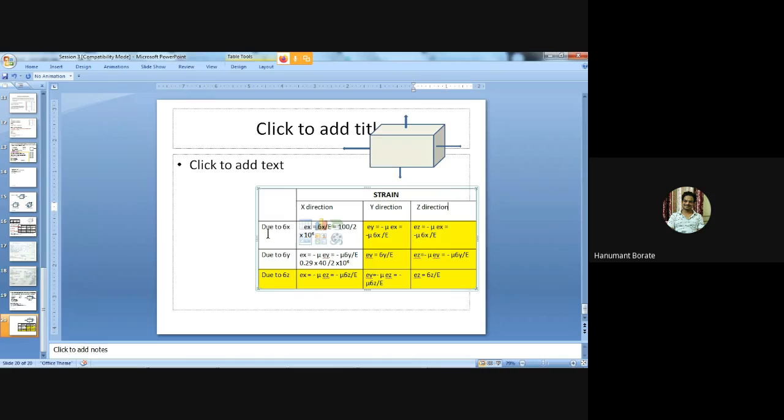So strain in x direction due to sigma x only, means due to application of force in x direction only, and strain in x direction due to application of force in the y direction only, right? So we need to consider only these two elements: due to sigma x in x direction, due to sigma y in x direction, and then we need to do summation for these two. Then we'll get the strain in the x direction.